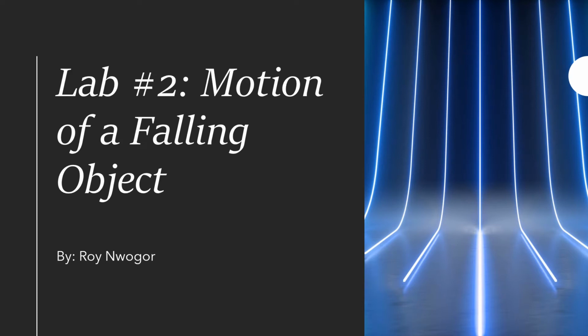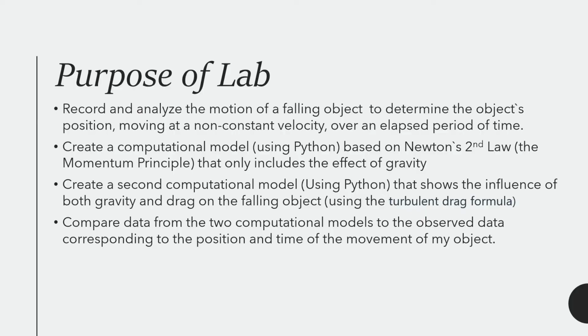This is Lab 2 where we look at the motion of a falling object as it heads towards Earth. The purpose of this lab is to record and analyze the motion of a falling object to determine the object's position moving at a non-constant velocity.